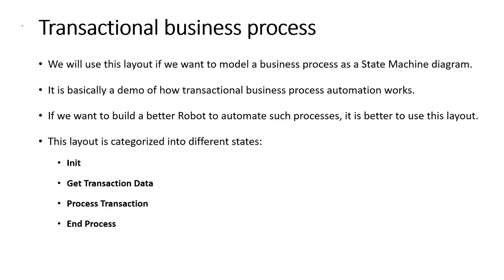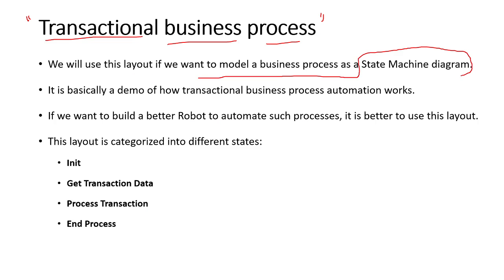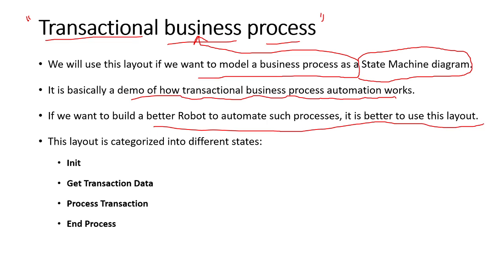Clear? Okay. So the last layout is called transactional business process layout. When do you have to use this? We will use this layout if you want to model a business process as a state machine diagram, or to make it simple, if you are trying to automate a business process or industry process which involves transactions. Then in those cases you can go ahead with a layout called transactional business process. So it is basically a demo of how transactional business process automation works. That's what I said. If you want to build a better robot to automate such a process, it is better to use this layout. Which layout? Transactional business process.